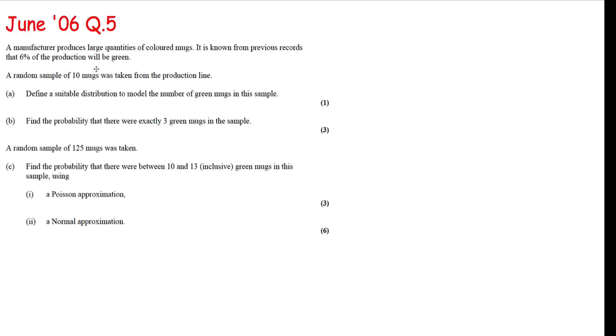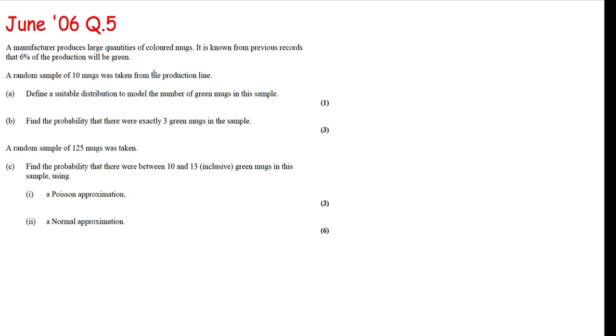This is from June '06, question 5. A manufacturer produces large quantities of coloured mugs. It's known from previous records that 6% of the production will be green. A random sample of 10 mugs was taken from the production line. A. Define a suitable distribution to model the number of green mugs in this sample.